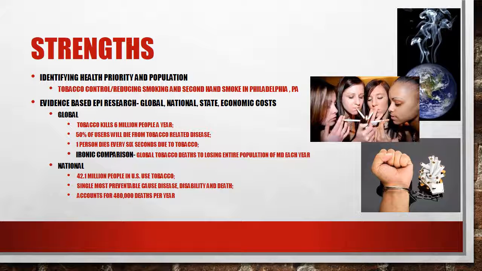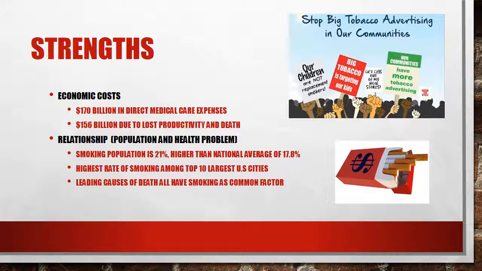And here I highlight some of the things that stood out from each one of those categories. On the global level, tobacco kills 6 million people a year. I thought it was nice that they included an ironic comparison of global tobacco deaths to losing the entire population of Maryland each year. And since I live in Maryland, that's big. And then they also highlighted nationally what this does and how it accounts for up to 480 deaths per year.